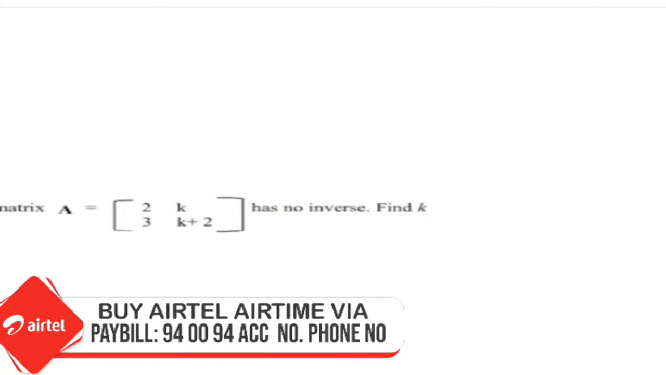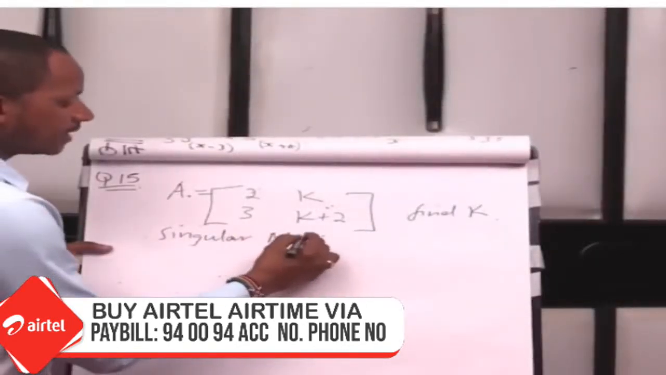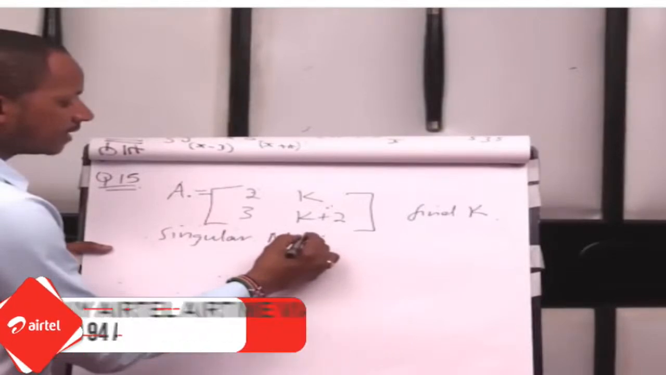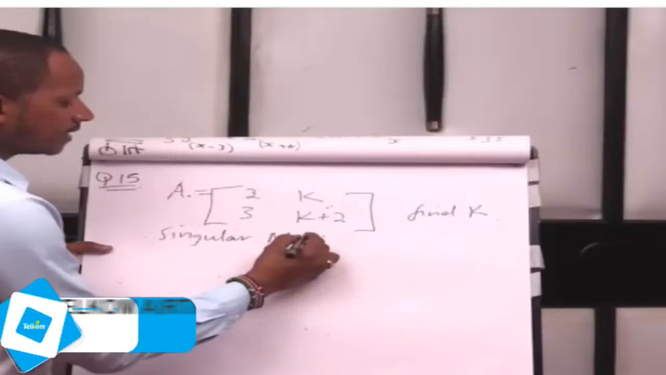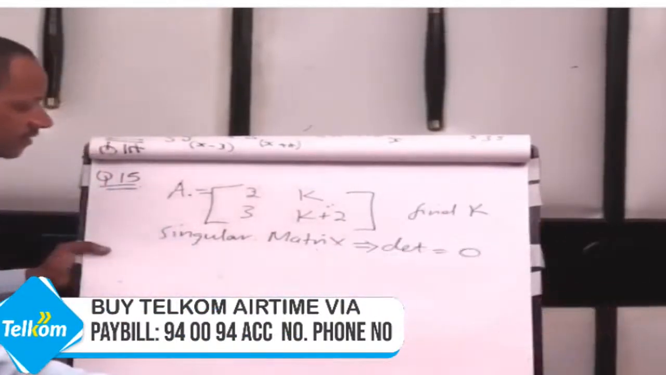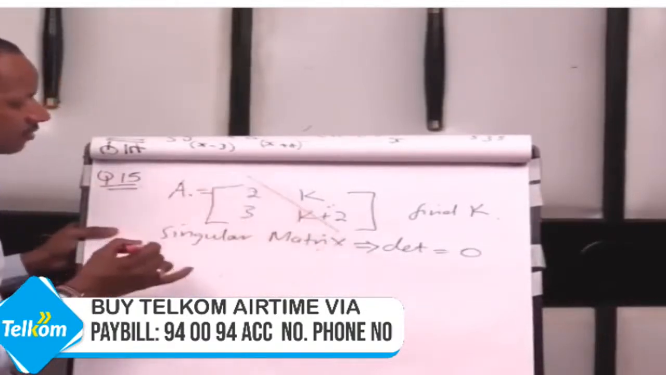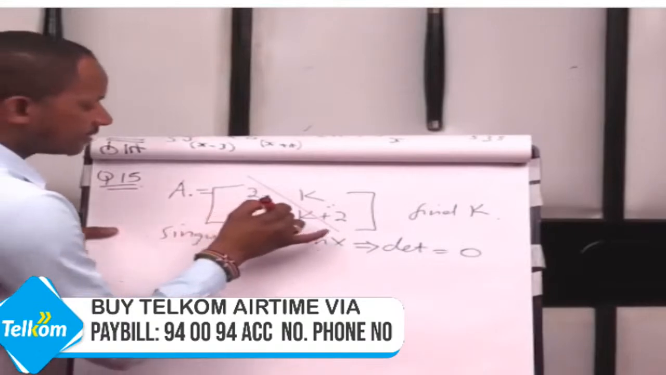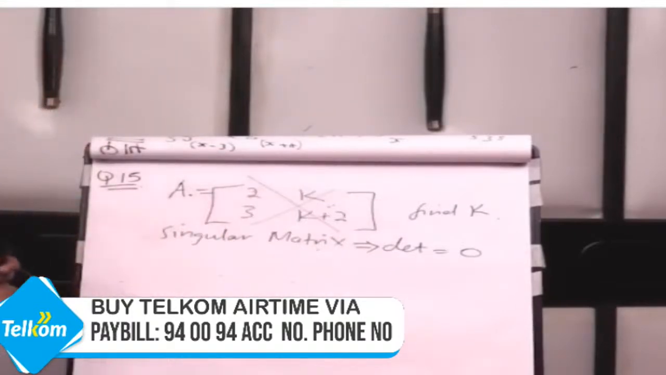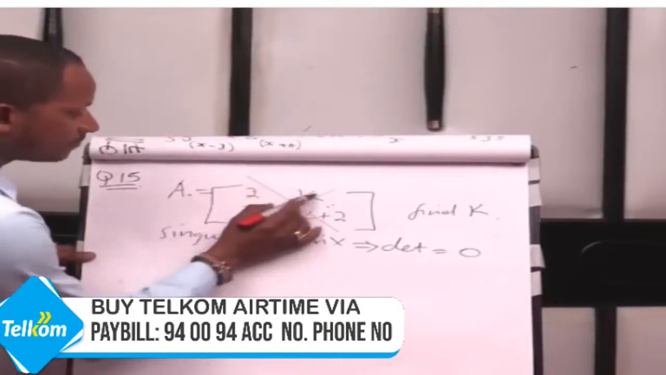So if a matrix has no inverse, it means it is a singular matrix. In a singular matrix, the determinant equals to 0. But how do we get the determinant? The determinant is the product of the leading diagonal minus the product of the preceding diagonal.